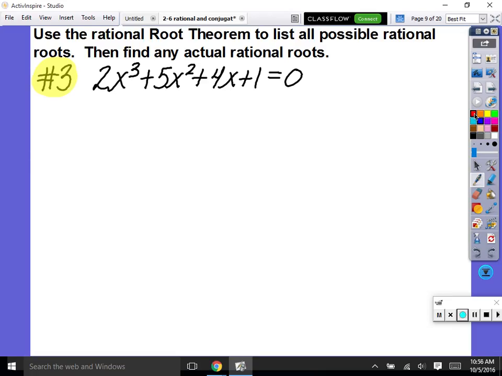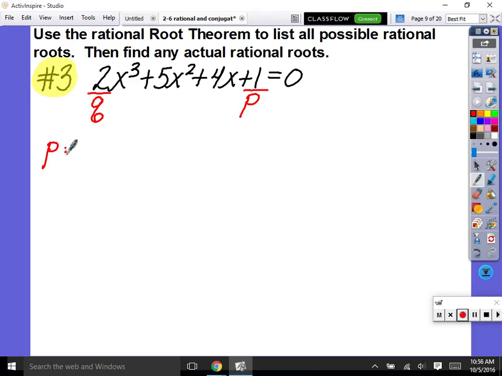But do you see how it won't factor by grouping? So that's when you know I've got to use the rational root theorem. So what we're going to do is say, okay, this is my Q, this is my P. Is everybody good with that? The constant's always P, the leading term's always Q.